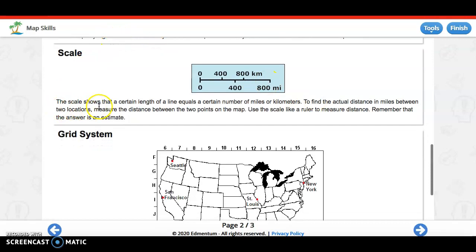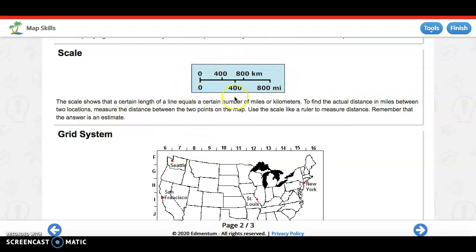Scale. The scale shows that a certain length of a line equals a certain number of miles or kilometers. To find the actual distance in miles between two locations, measure the distance between the 2 points on the map. Use the scale like a ruler to measure distance. Remember that the answer is an estimate.